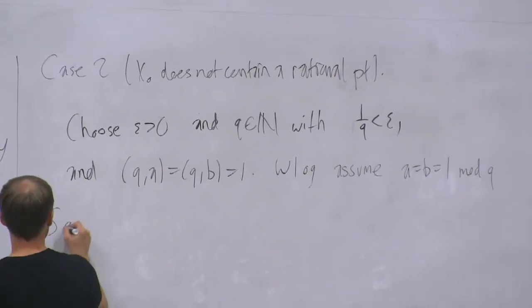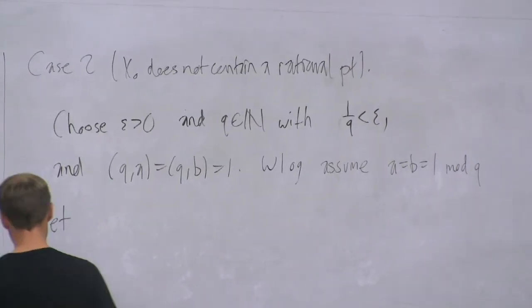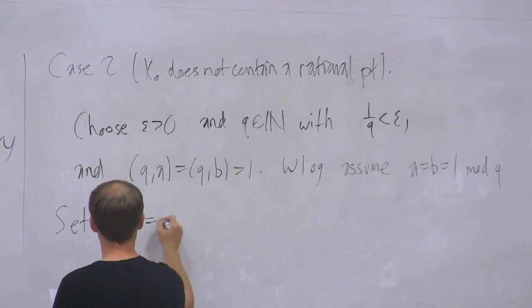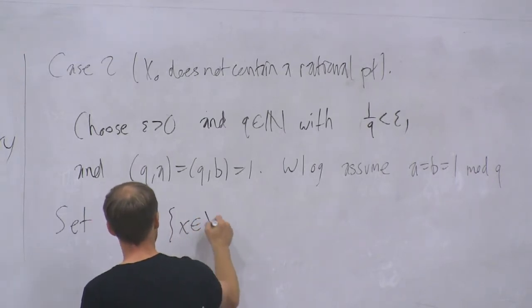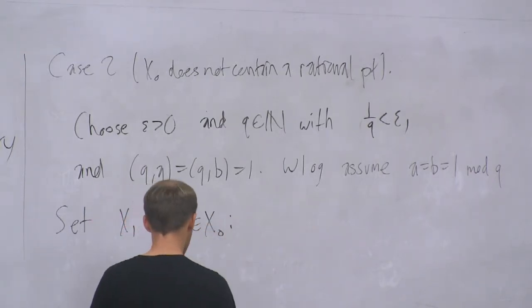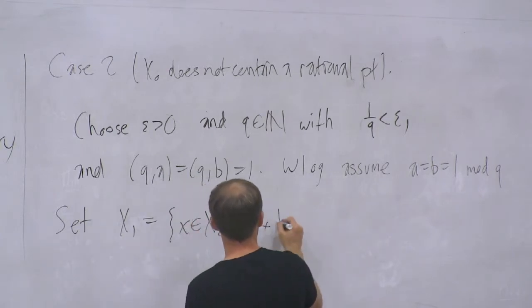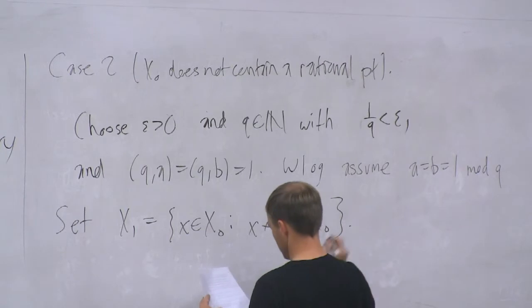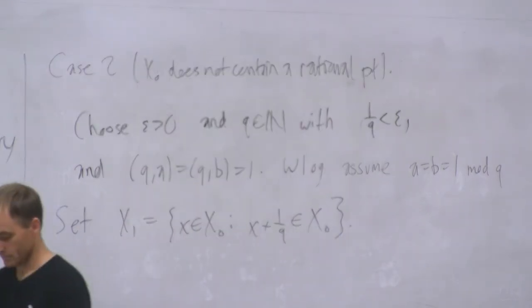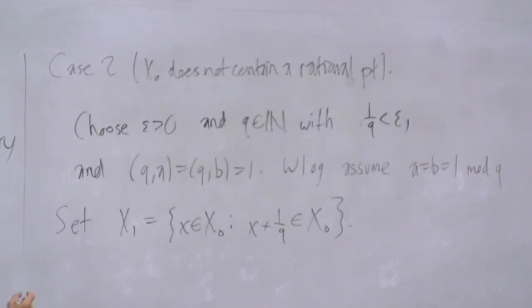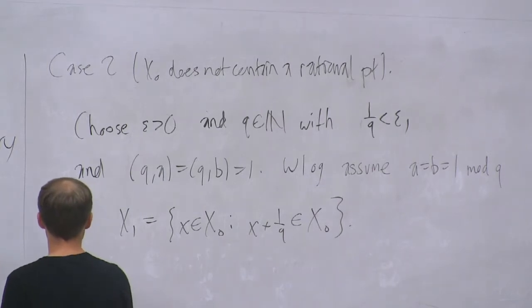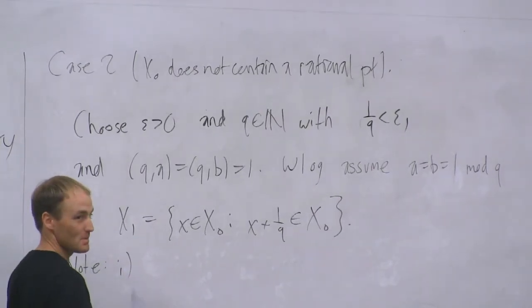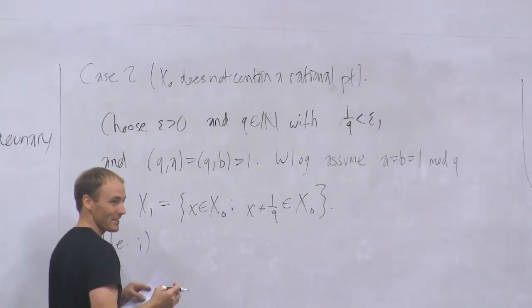Now, what I want to do is the inductive part of the argument that I hinted at before. I want to define a new set, x1. x1 is going to be the set of points inside of x0 with the property that x plus 1 over q is also in x0. And I want to make a few observations about this set. And this time it's not going to be as obvious what I'm saying is true, because there's no bar on there. Okay.